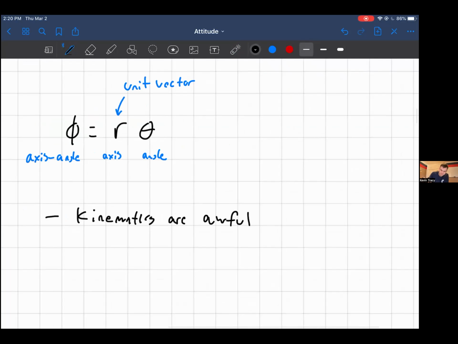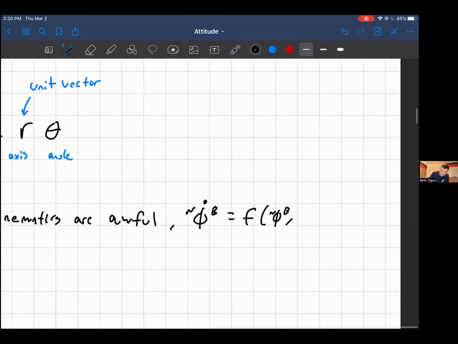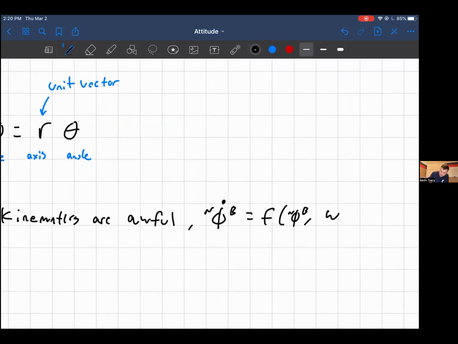So what I mean by this is that if I described my orientation with this axis angle, the kinematics are the function that takes in the current attitude and the current angular velocity. This function is horrible. And it goes singular about 0, which makes it highly impractical. So for any sort of simulation, this is just fundamentally the wrong choice. But for a simple description of a rotation, I think this is the most intuitive.